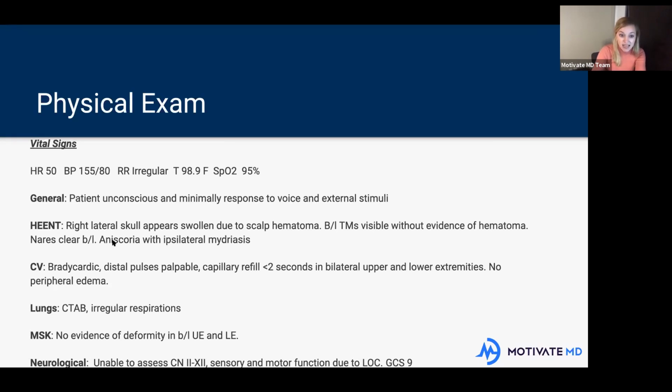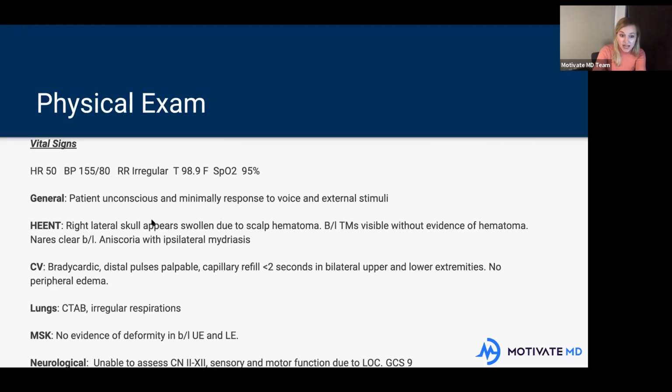And then we have anisocoria with ipsilateral mydriasis. That is a lot of medical jargon. Does anybody have a thought about what anisocoria means, or honestly any part of this last sentence? Mydriasis. Yes, so Swetha, I was reading the chat, sorry, says checking pupil dilation. So you are dead on.